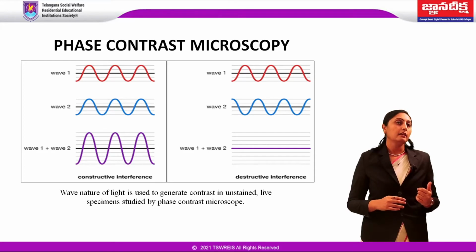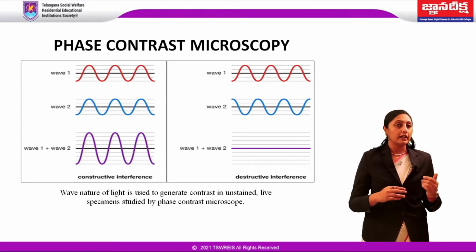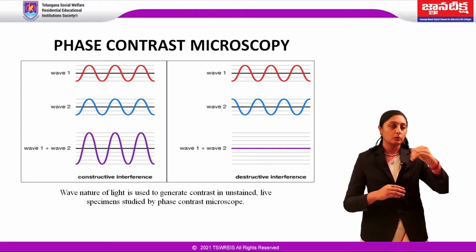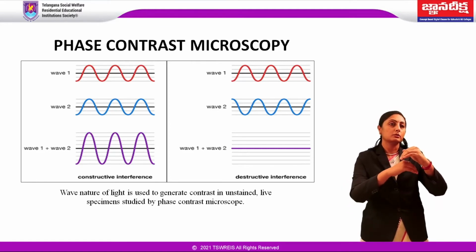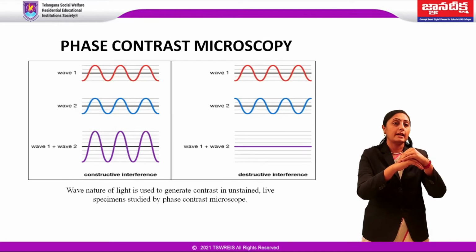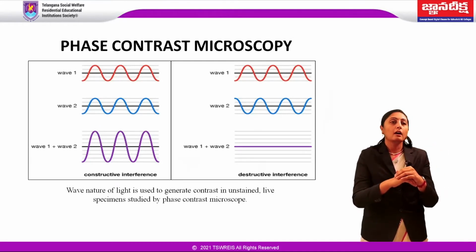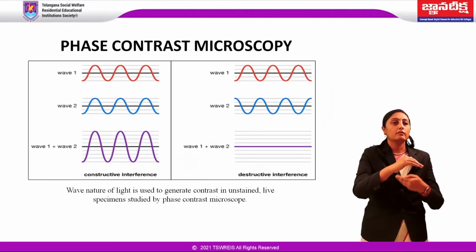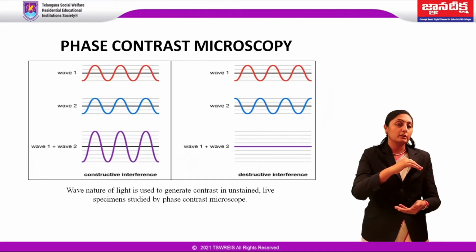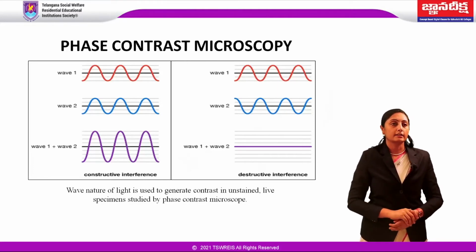As seen here, if the wave peak of light rays from one source coincides with the wave peak of light rays from another source, the rays interact to produce reinforcement or constructive interference and relative brightness. However, if a wave peak from one source coincides with a wave trough from another source, the waves interact to produce destructive interference or relative darkness.